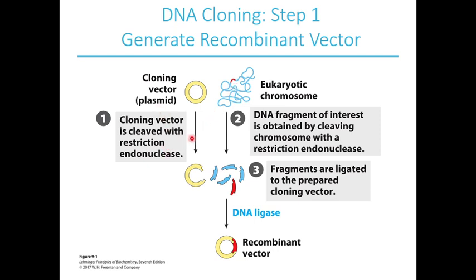First, the cloning vector is cleaved with a restriction endonuclease. Second, the DNA fragment of interest that is shown in red is obtained by cleaving this eukaryotic chromosome with the same restriction endonuclease used to cleave the cloning vector. Once the cleaved cloning vector and fragments of eukaryotic chromosomes are obtained, these fragments are then ligated together using a DNA ligase, and this results in the formation of a recombinant vector.